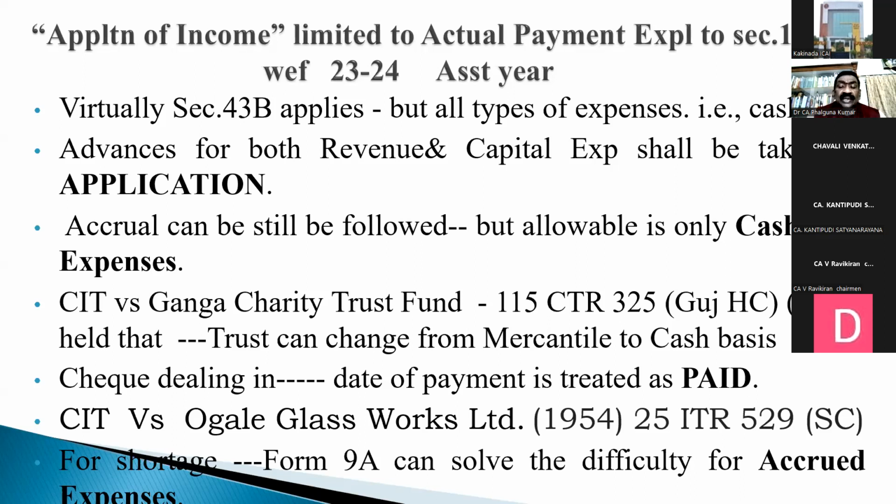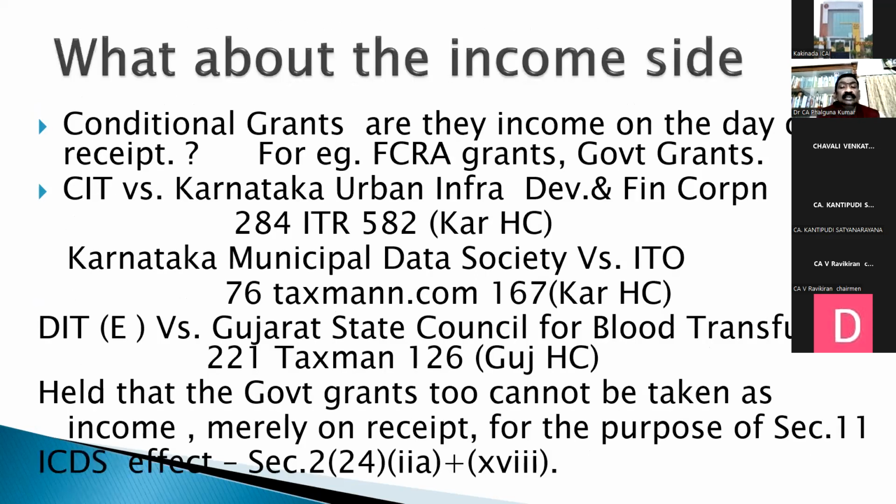Even if you follow the mercantile system, a simple way of proving the cash system claim of application is: take last year's balance sheet accrued expenses and add them to the current year total expenses. Total expenses means cash paid plus depreciation also. Deduct from that the closing balance sheet outstanding expenses as on this year end, and automatically you will get the paid expenses that you claim. That's how I advise.